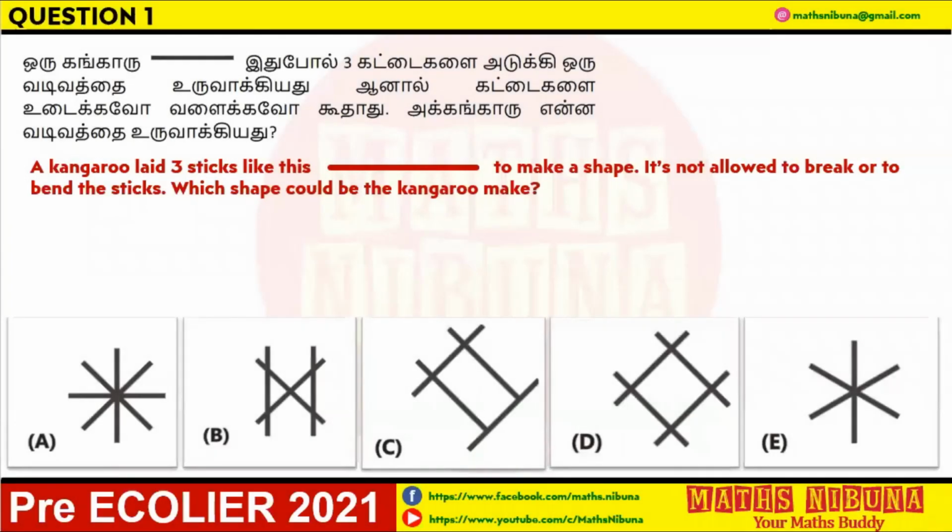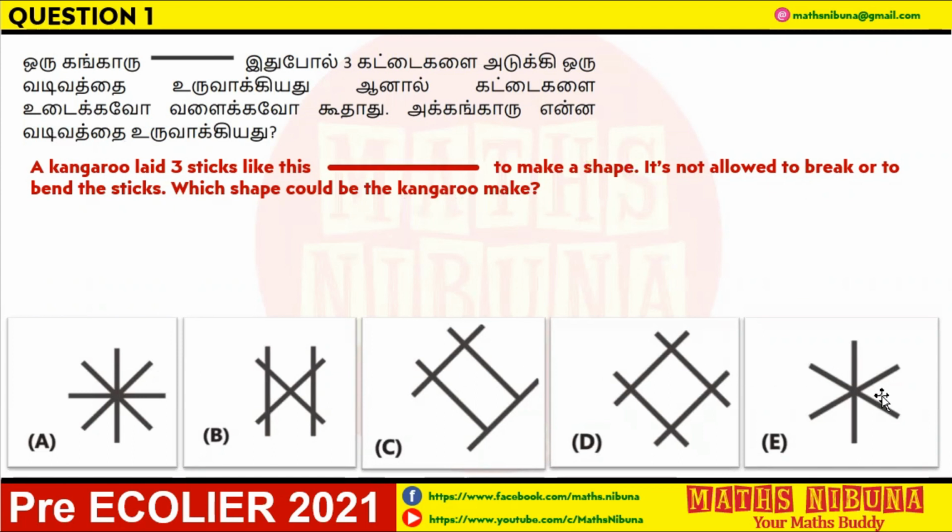Okay, now we look at question 1. Question 1: a kangaroo laid 3 sticks like this. That means the kangaroo has 3 sticks in a straight line to make a shape. So the kangaroo is not allowed to break or bend the sticks. That means the sticks always must be straight. So the question is, which shape could the kangaroo make?